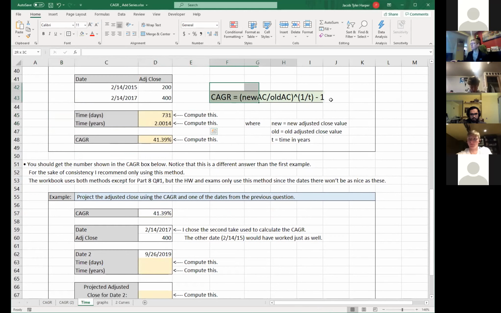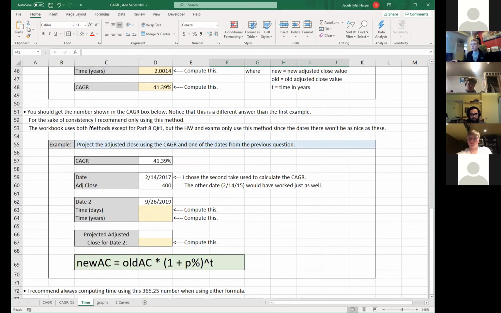Okay, so that is how to find the CAGR. What do we use the CAGR for? What's the point of finding this number? Well, the whole point, remember those graphs I showed you, was to project into the future what we think the stock price might grow to. And in order to use that, we're going to use the other formula.